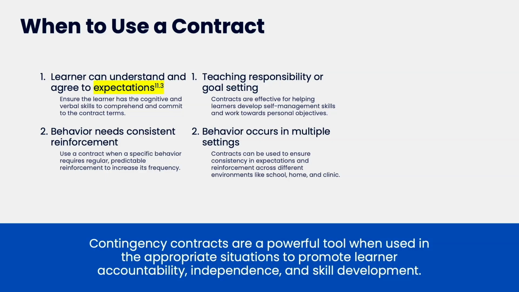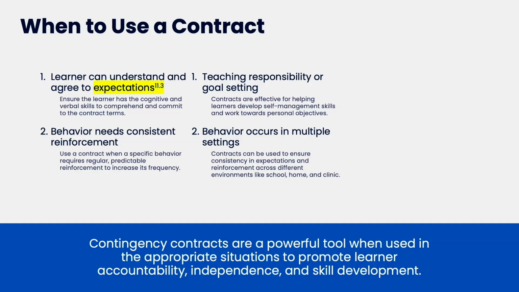So when would we use these contingency contracts? The first is when the learner can understand and agree to the expectation. You need that sort of communication in some way with your learner. It ensures the learner has the cognitive and verbal skills to comprehend and commit to the contract terms. Again, the verbal skills can be alternative verbal skills. It does not have to be speaking.